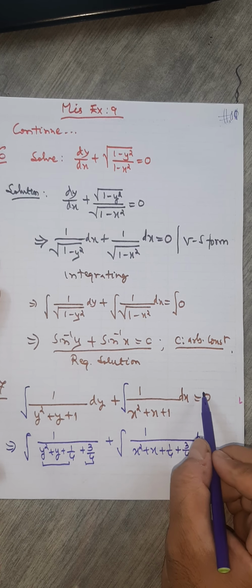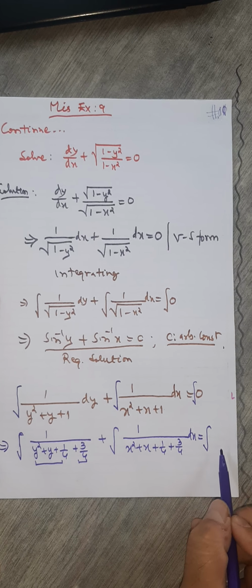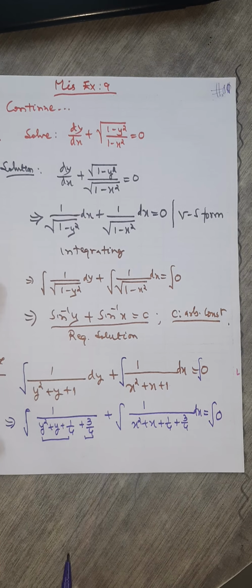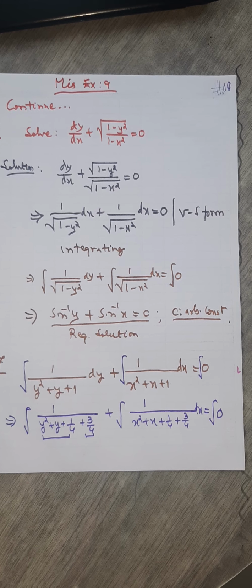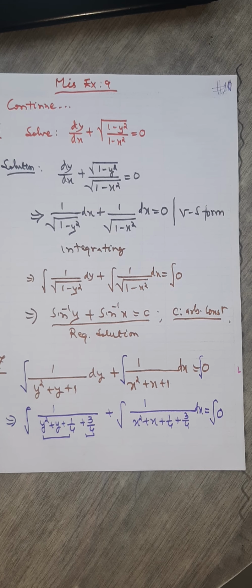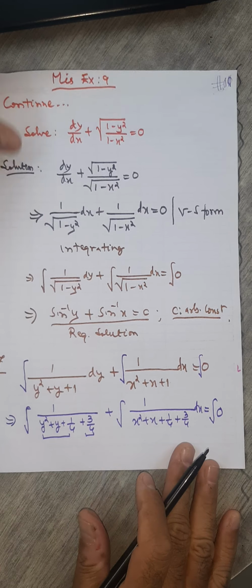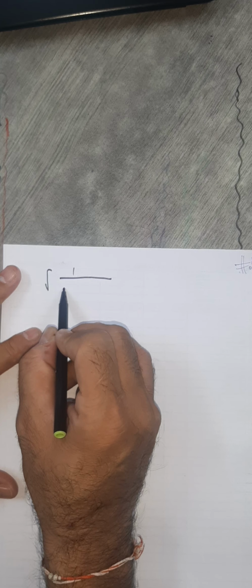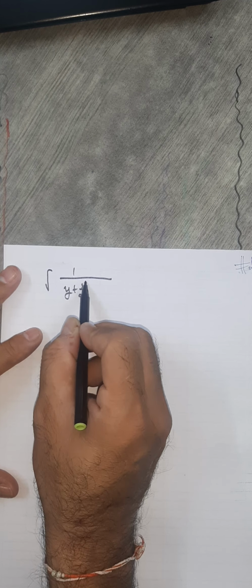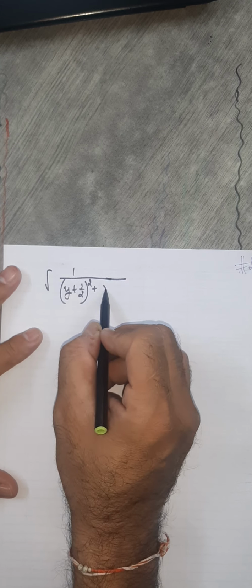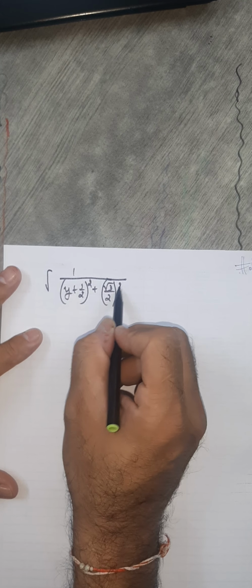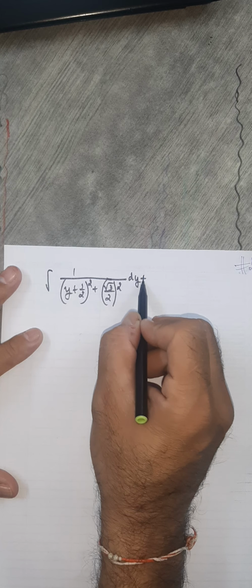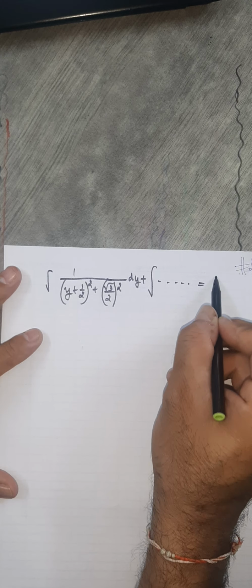You have done such questions number of times in integration, remember. Okay, now it is x square plus a square form. If I do one more step for you, or show you: so here this is y plus 1/2 whole square plus this is root 3/2 whole square into dy, and same thing is for this, equals to integral of 0.